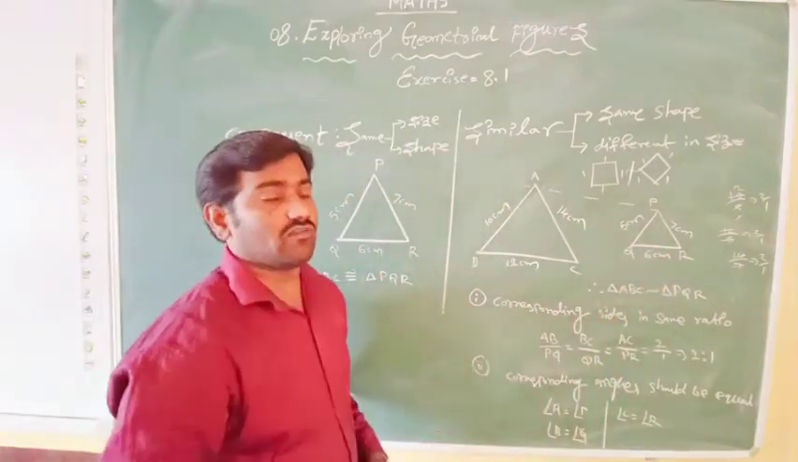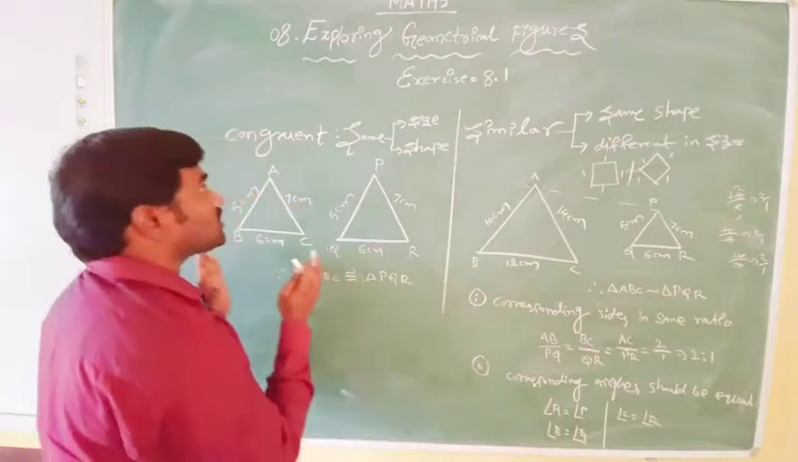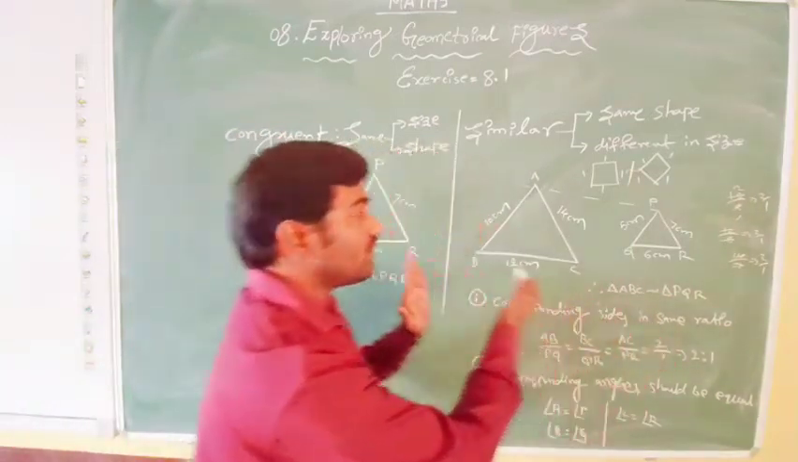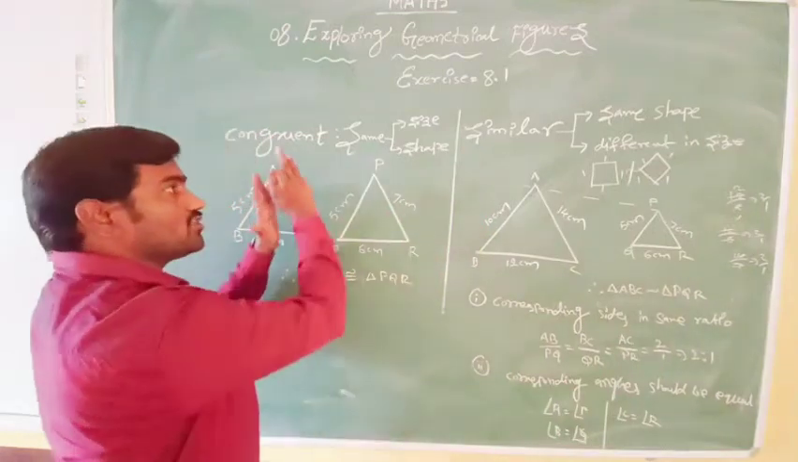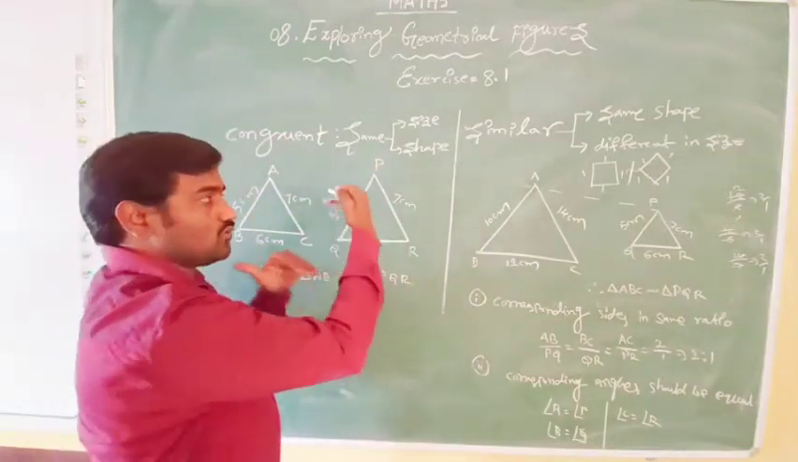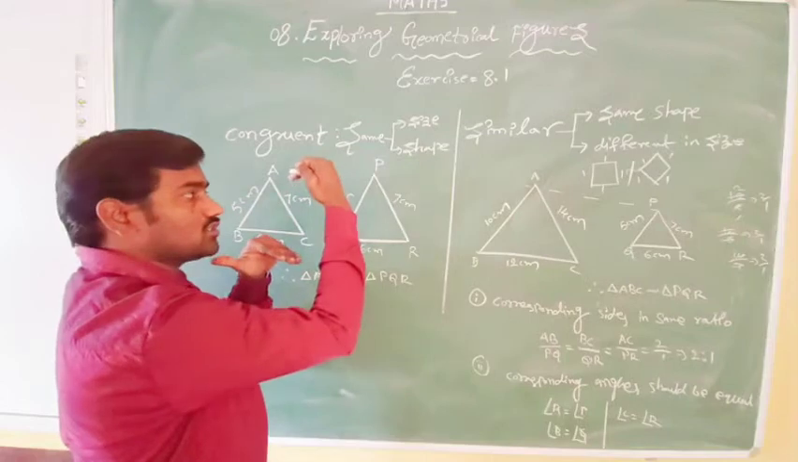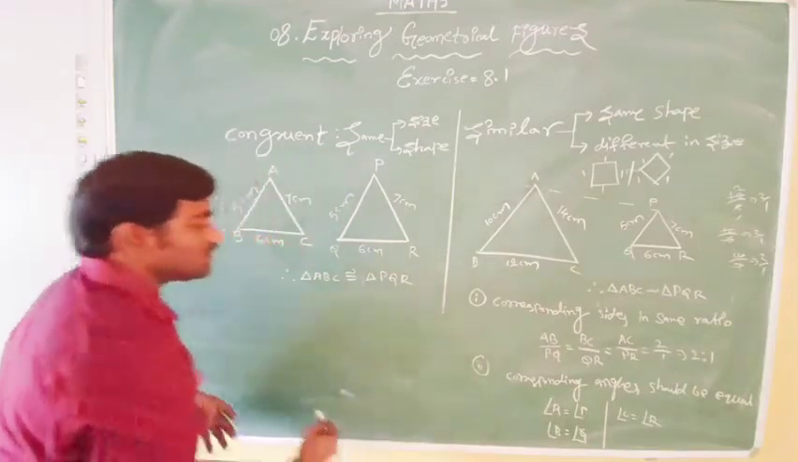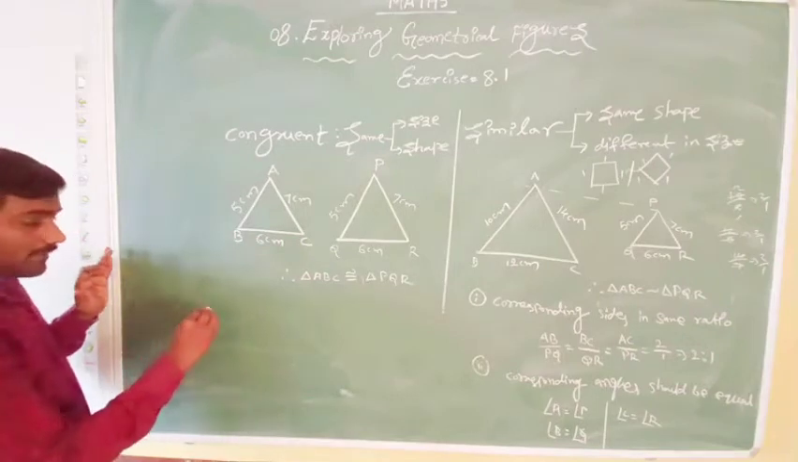Okay, so here you must know the meaning of congruent and the meaning of similar. We know that congruent means they should have the same shape and same size also. Then only they are called congruent. And we learn here an important thing.